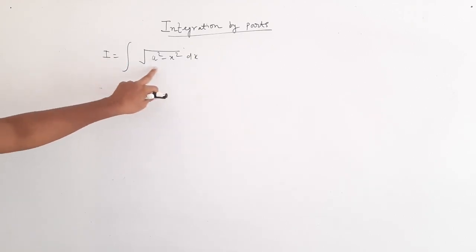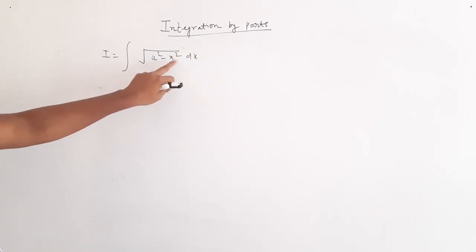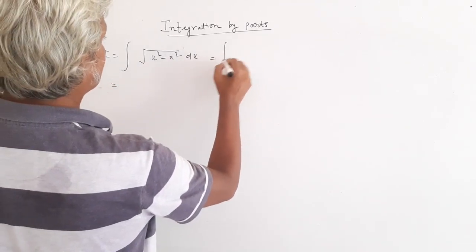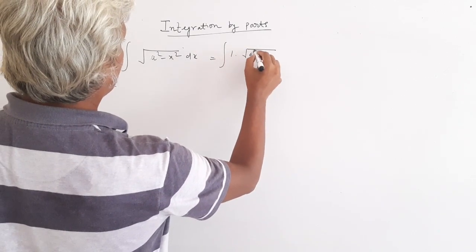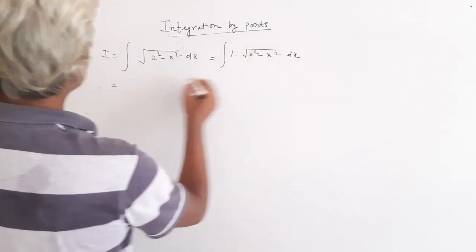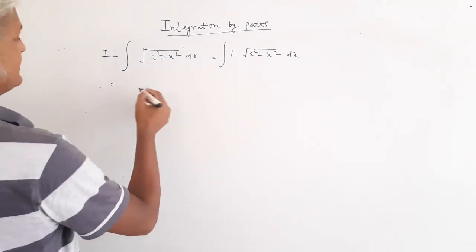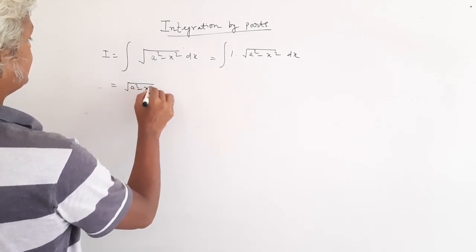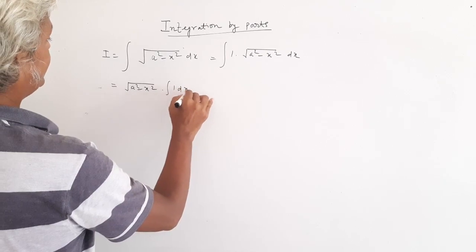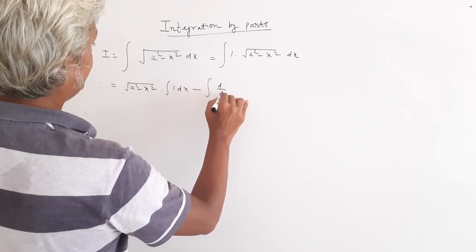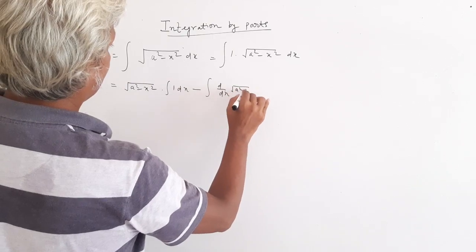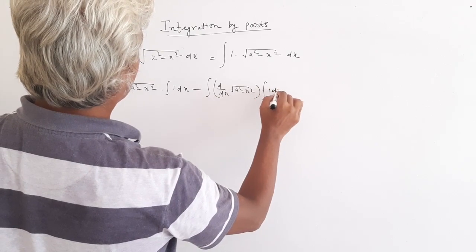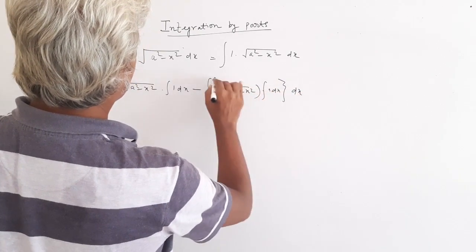So now here I take the last form, and that is I is under root a square minus x square dx. And again, first let me write one term here, 1 into under root a square minus x square dx. So I go a little faster because it's the same way. So under root a square minus x square, integration of 1 dx minus integration of d by dx of under root a square minus x square multiplied with integration of 1 dx, and all these things will be integrated again here.